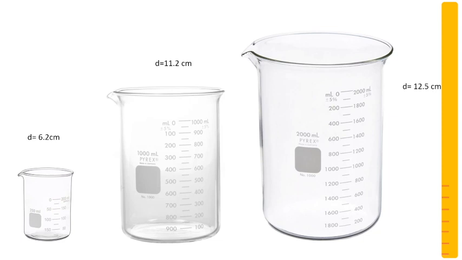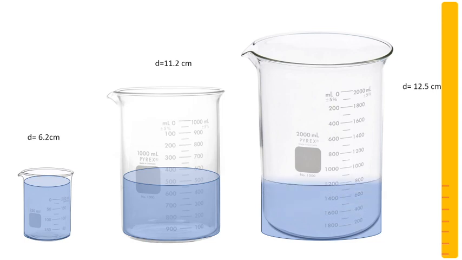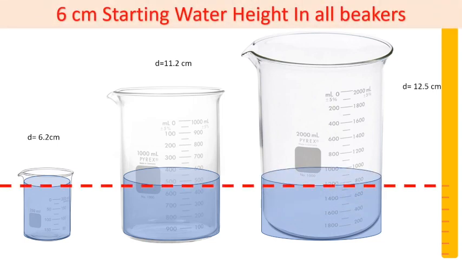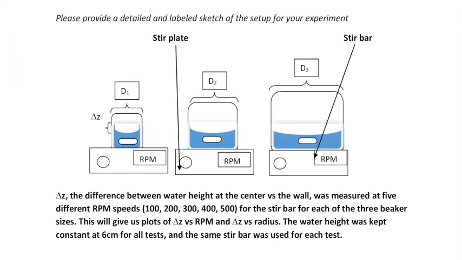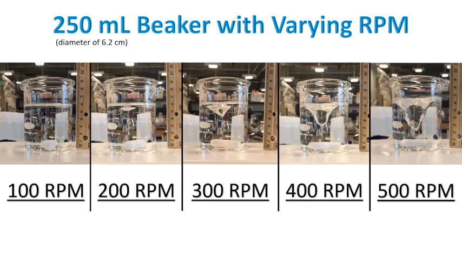Using the derivation from the previous slide, we determined that we should fill 3 different beakers with different diameters with 6 centimeters of water. With these differing beakers, we determined that we could put them onto a magnetic stir plate where we inserted a magnetic stir bar to create a vortex. The vortex in our experiment creates an angular velocity gradient in the radial direction. This is due to the no-slip condition at the wall, so the angular velocity goes from 0 at the wall to a maximum at the center.